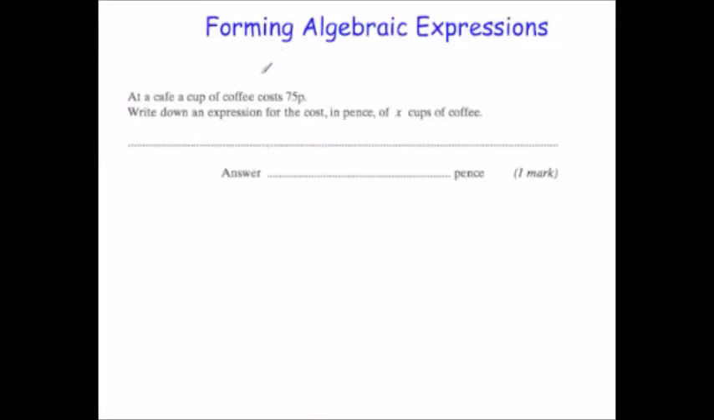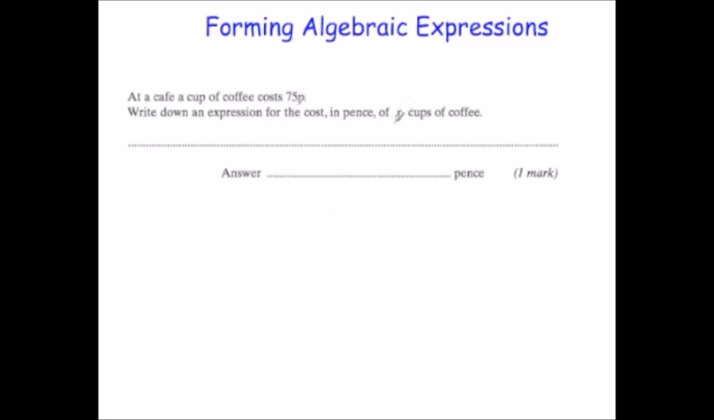In this video, we're going to look at how to form algebraic expressions. So the first example says, at a cafe, a cup of coffee costs 75p. Write down an expression for the cost in pence of x cups of coffee. So one cup would cost 75p. 2 cups would cost £1.50. 3 cups would cost £2.25. Notice we're multiplying 75p by how many cups we want to buy.